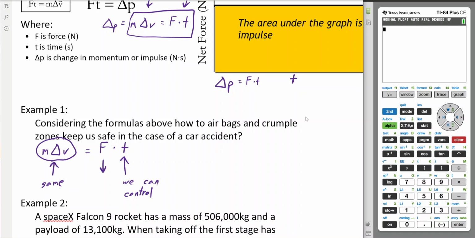So what we want to do in the car is to somehow make that time increase. What the crumple zones and the airbags do is increase that time component. They take that over a longer period of time that you slow down, as your face is going into the airbag, as the car's front is being compressed. That is slowing you down more slowly than if it all happened instantly. So we increase the time in order to decrease the force.